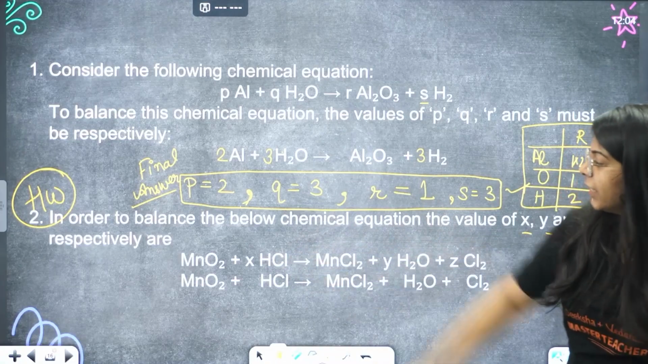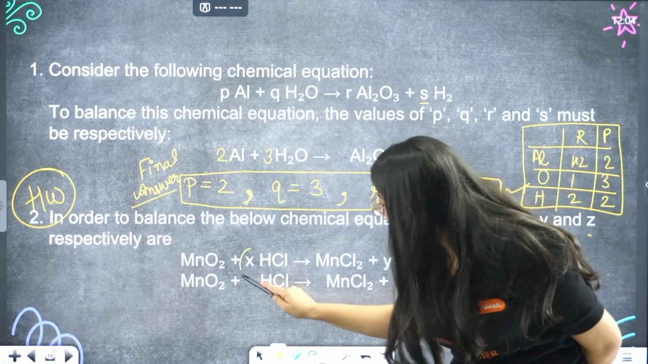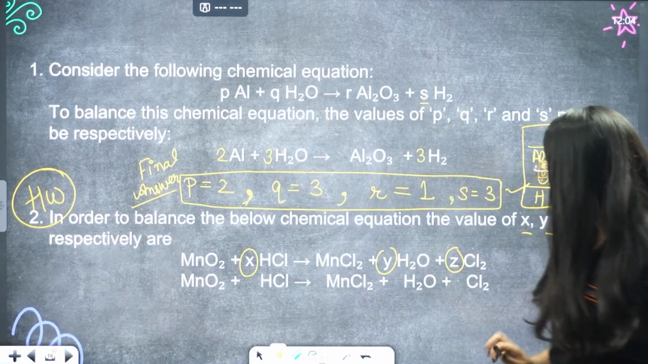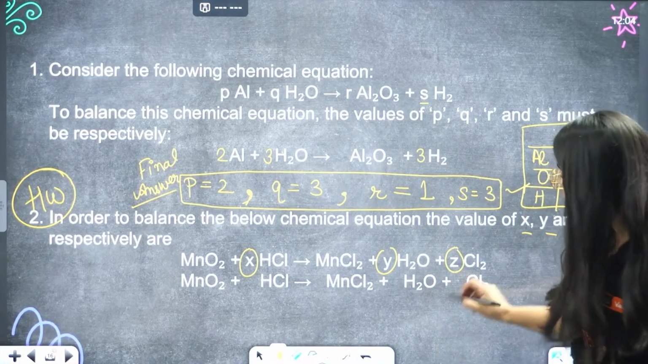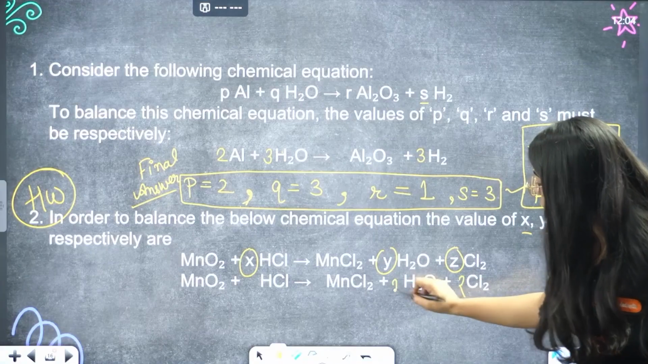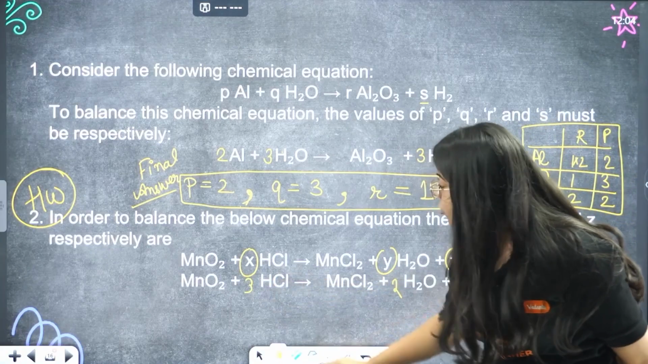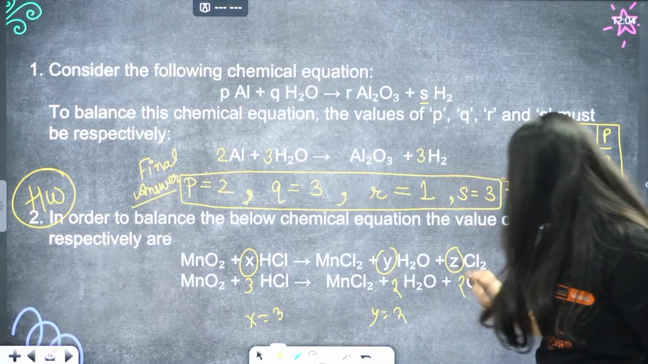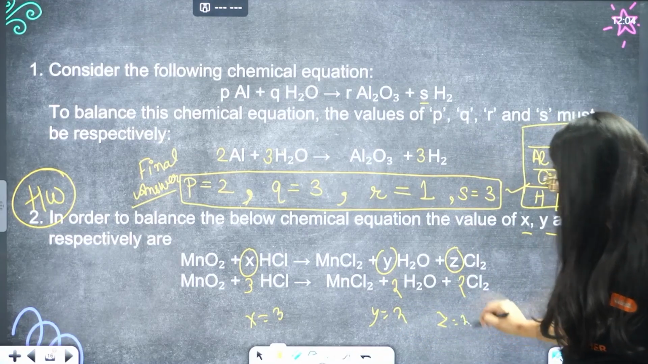Z respectively are. Now what are X, Y and Z? X is with HCl, Y is with H2O, Z is with Cl2. After you balance, whatever number comes here, let's say 3, so X is 3, Y will be 2 and Z will be 2. This is just an example.